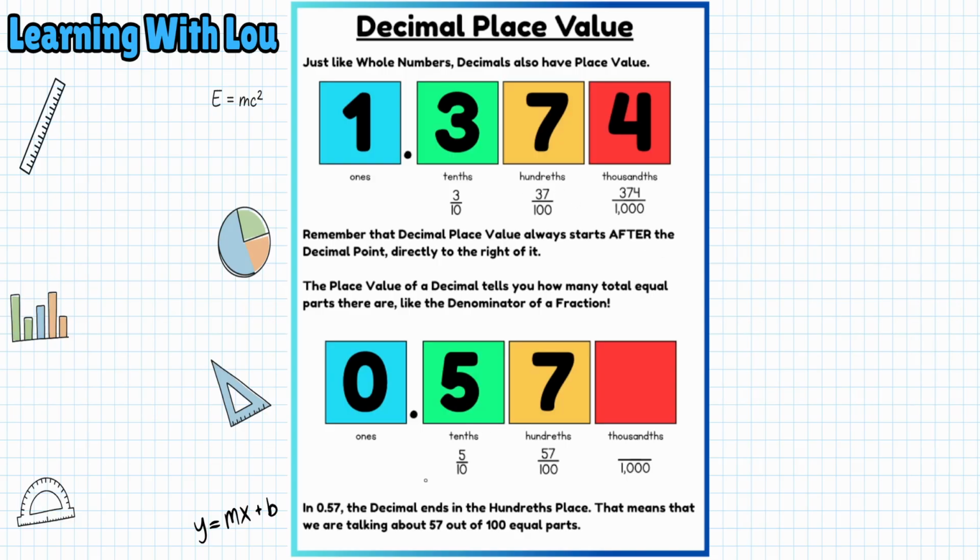You can see another example here. We have 57 hundredths. We have 0 wholes. So we really just have a 5 in the tenths place and our 7 in the hundredths place, telling us it's 57 hundredths. This is out of 100 equal parts. We don't have any thousandths.